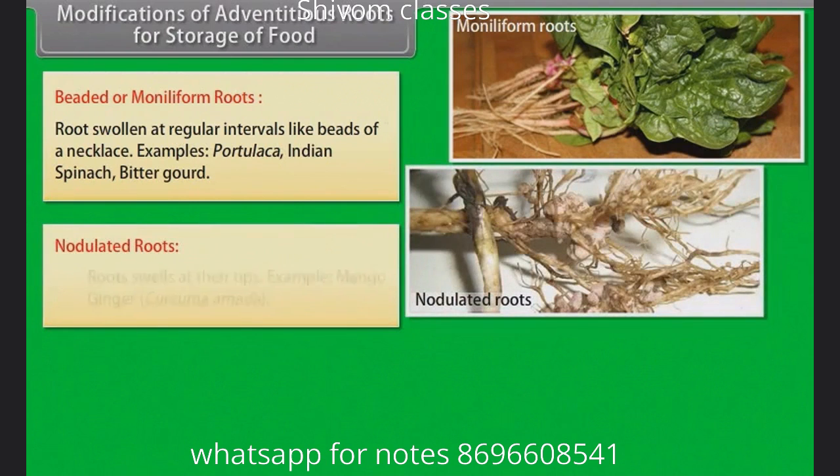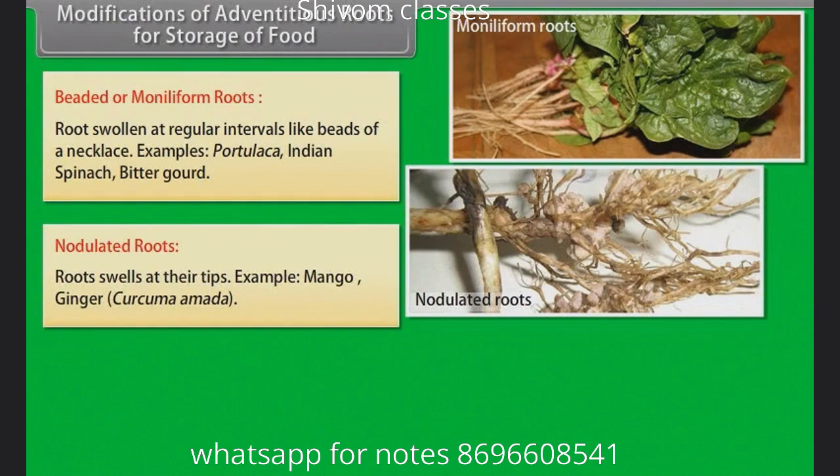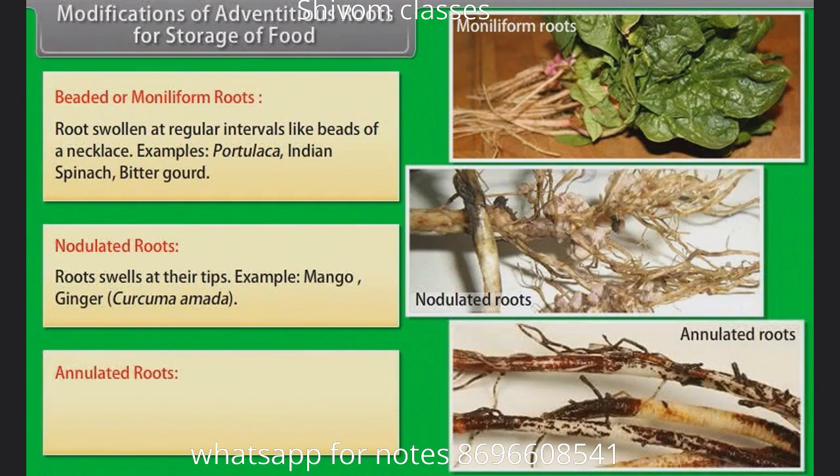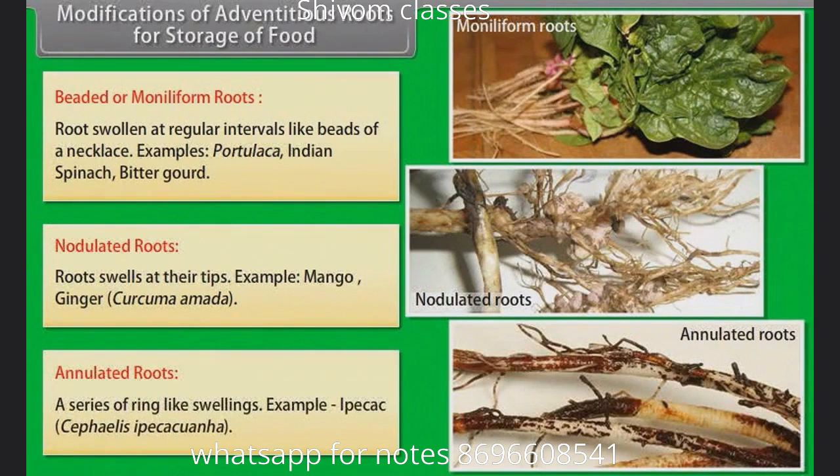Nodulated roots. Roots swell at their tips. Example: mango, ginger. Annellated roots. A series of ring-like swellings. Example: ipecac.